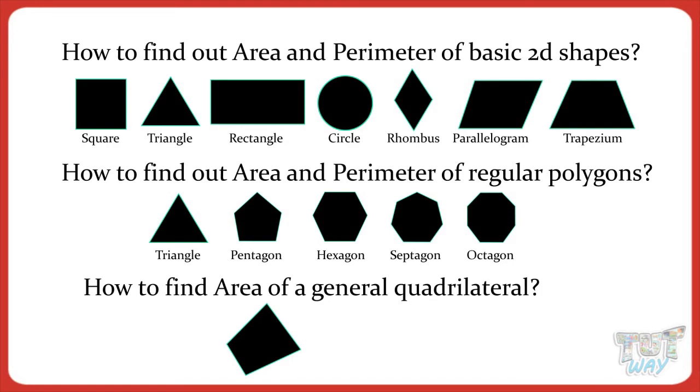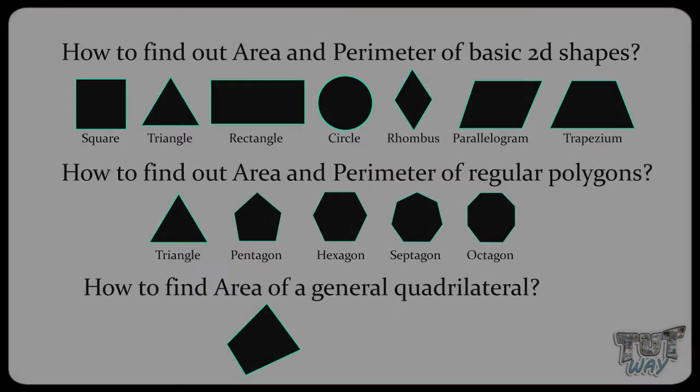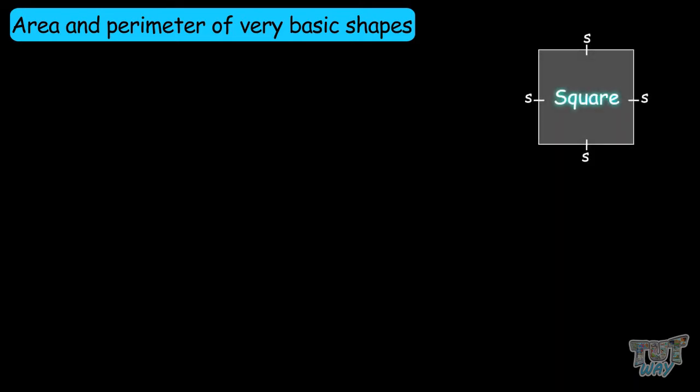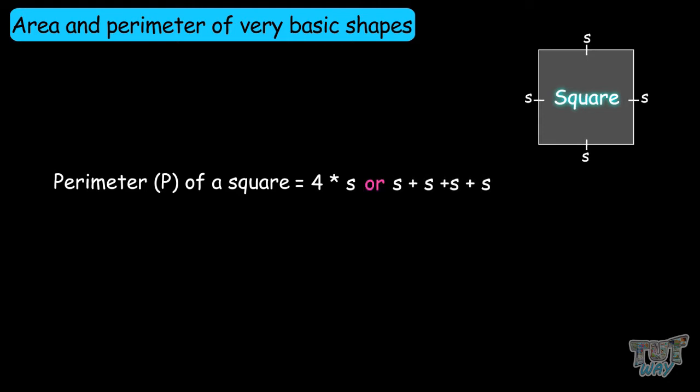So let's start. Let's first revise how to find the perimeter and area of very basic shapes. Firstly, we have the square. The formula for finding the perimeter of the square is 4 times the side. That is 4 multiplied by the side, or side plus side plus side plus side. That is adding all of its sides or multiplying the side with 4 because all sides are the same.